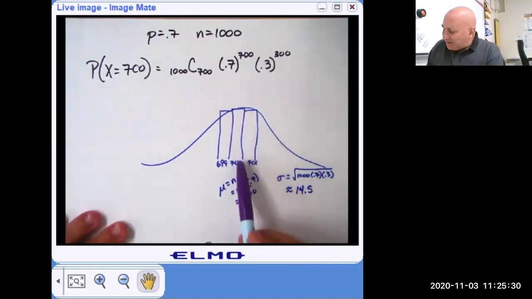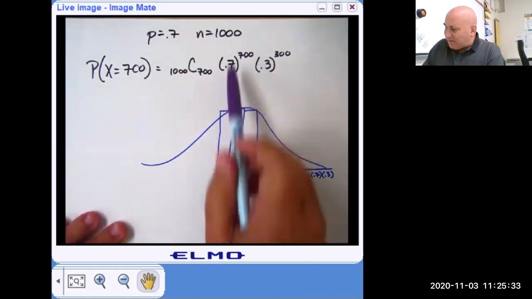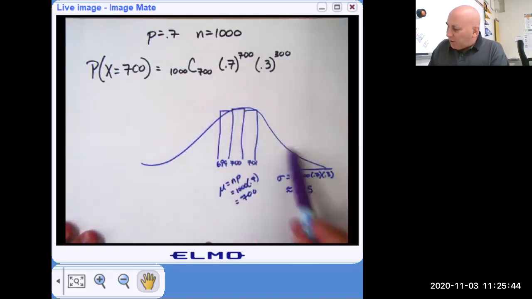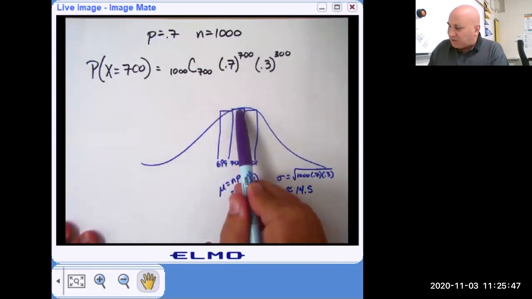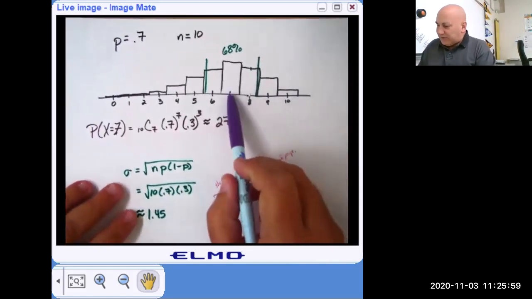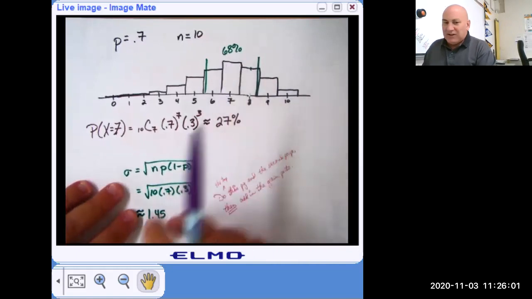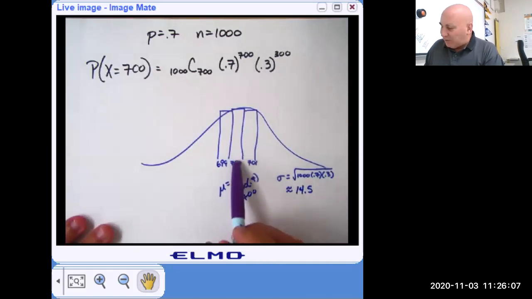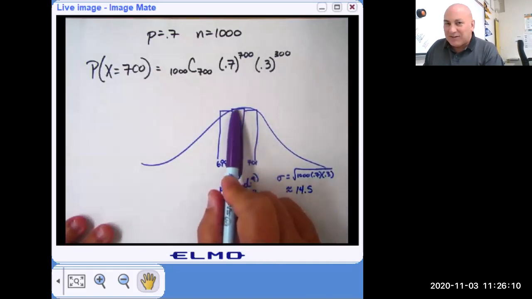So how many rectangles am I going to have here? I've got n is 1,000 trials. I'm going to have 1,001 rectangles going from 0 up to 1,000. And I can superimpose a normal curve on this where it's centered, under certain conditions, and we'll talk about those. But the bottom line is, when I only had 11 rectangles, yeah, this one could be 27% tall. But now I have 1,001 rectangles. This one isn't going to be 27% tall.